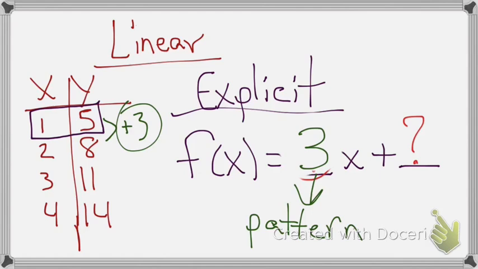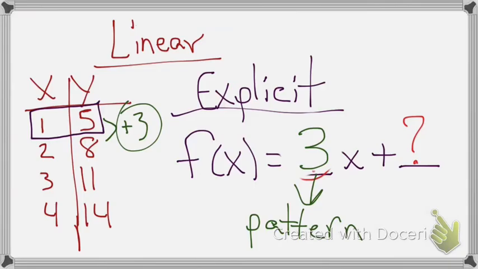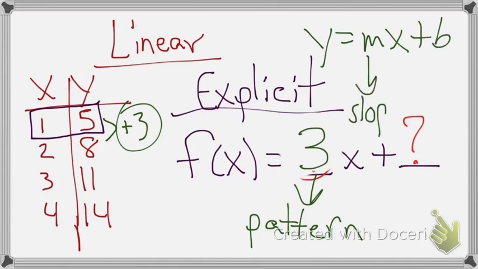Okay, now the other question mark. Good. 5, yes. I think it was 5, wasn't it? No, it was 3, sorry. Does everybody understand why it's 3? Remember, this is mx plus b. M is the slope, like how it's changing.